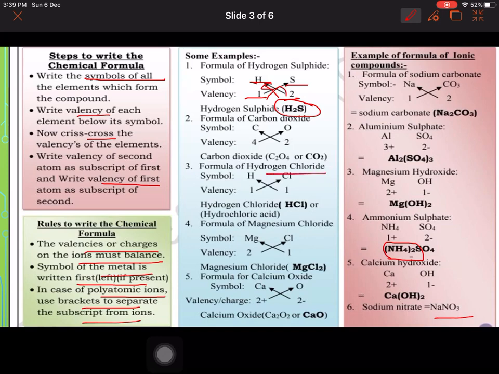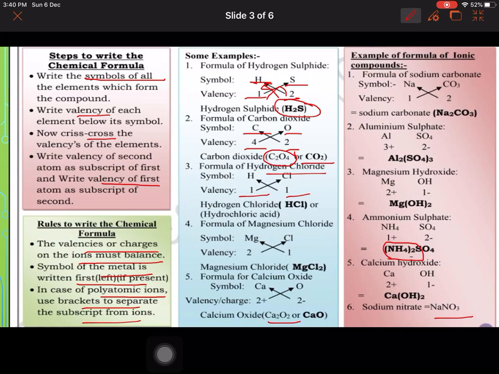Hydrogen chloride: hydrogen 1, chlorine 1, HCl. If such a situation occurs, carbon valency 4, oxygen 2, so the formula becomes C2O4. We reduce it to the lowest whole number by dividing by the same number. So we divided it by 2, and it becomes CO2. Same is the case with calcium oxide also.